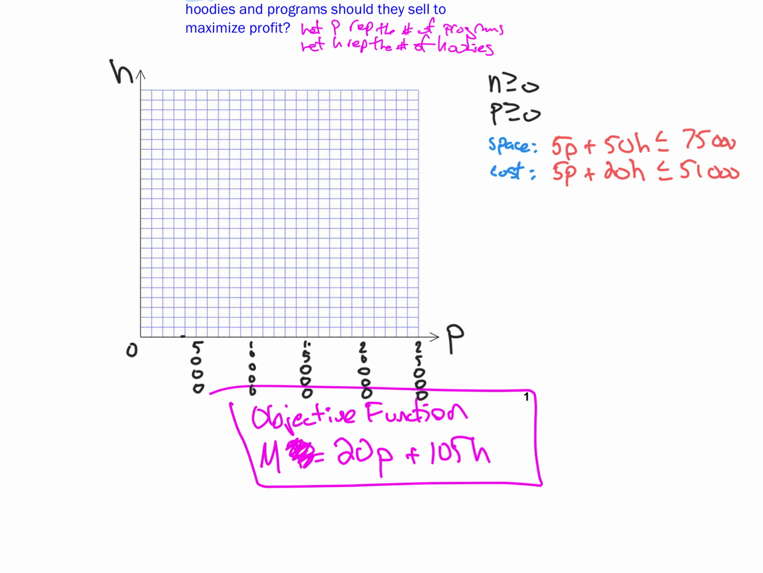Oops. The only thing is I want these to be different colors. Let's see if I can do that. Let's see if I can erase this. Guess I can. Yay. All right, I'm going to do it in blue then. That's 1,500. The other intersection point is at 15,000.